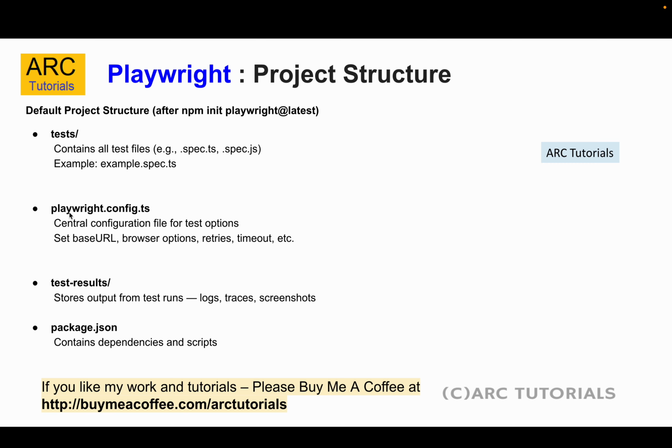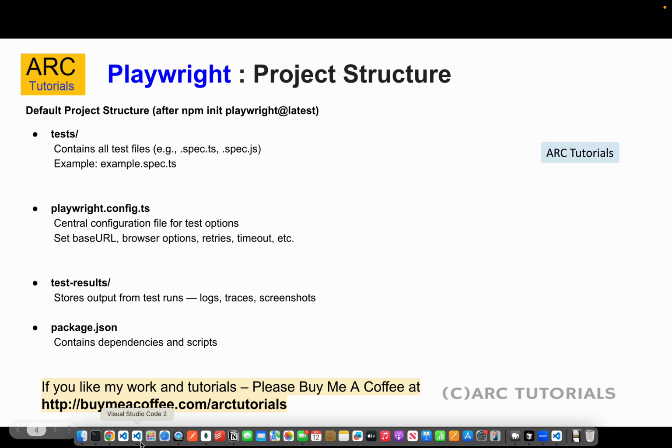Optionally, you would also see playwright.config.ts, which is where your configuration goes. You can set up your base URL, how much to time out, how many retries to do, etc. When you run the test, the results are stored in the test-results folder. Then you have the package.json, which contains all your dependencies and scripts.